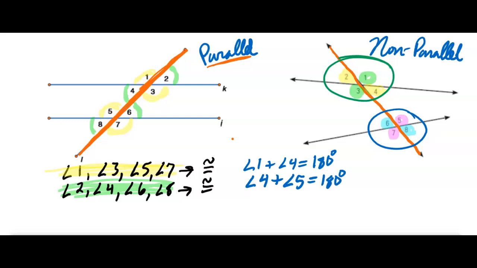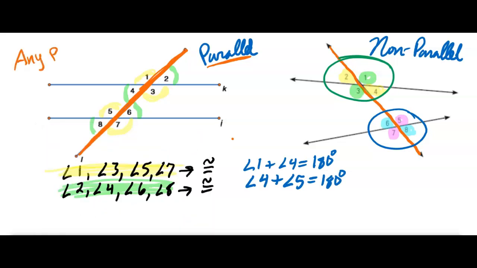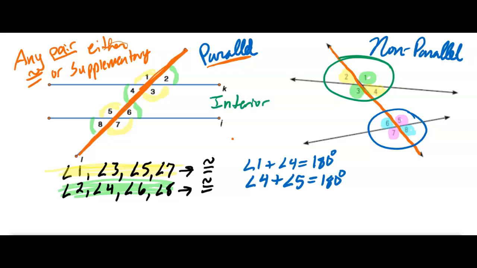So one of the things we want to know, parallel lines, any pair are either congruent or supplementary. All right. So either congruent or supplementary. Then additionally, we name them. Okay. So we have two sets of things we're looking at. We have interior. Are you inside the parallel lines? Or you have exterior. Are you outside the parallel lines?